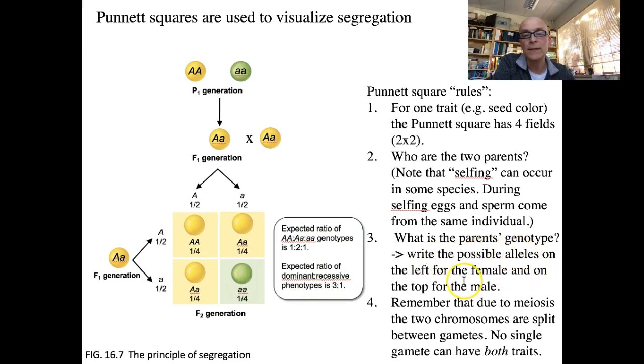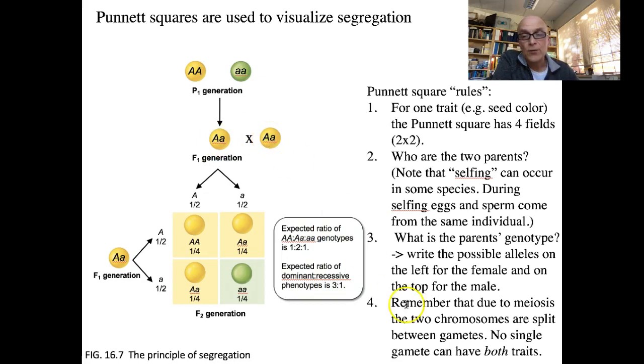all the possible alleles on the left for the female. By convention, this is always the female, so it's the mother, and on the top here, for the father, for the male contribution. Now in this case, it will be the same because it's from the same plant, but one will be from this, one will be from that, will look the same.